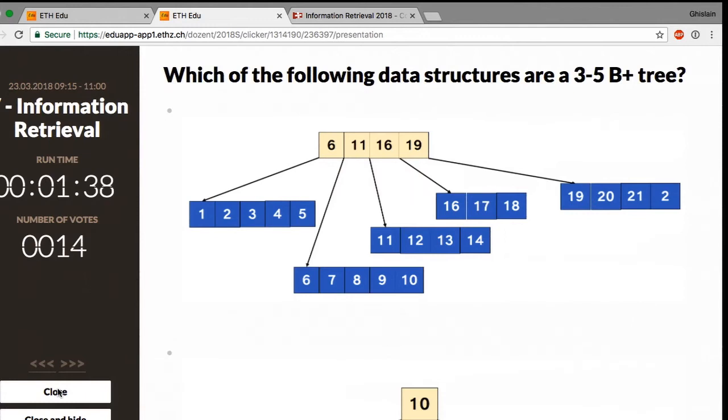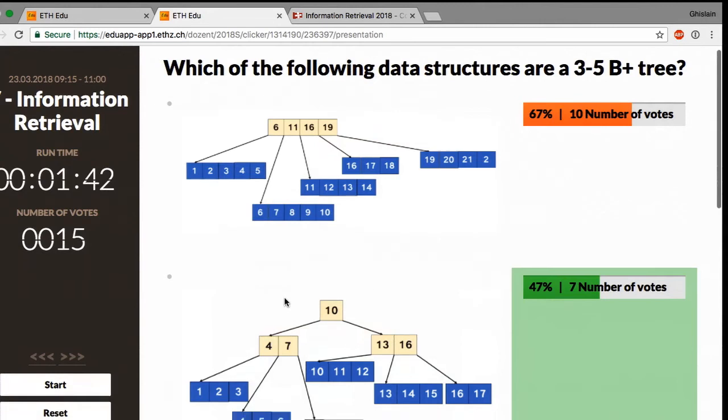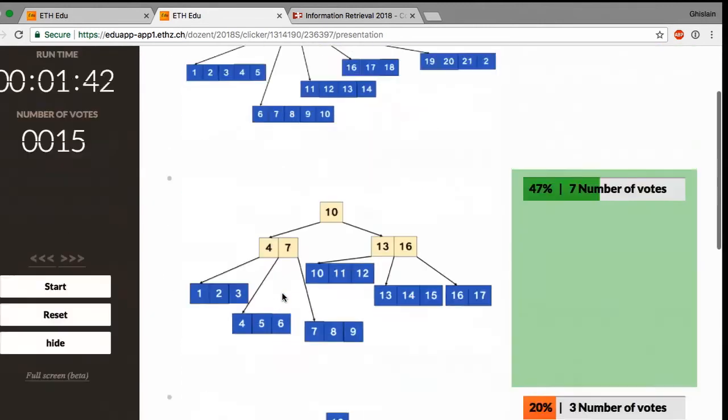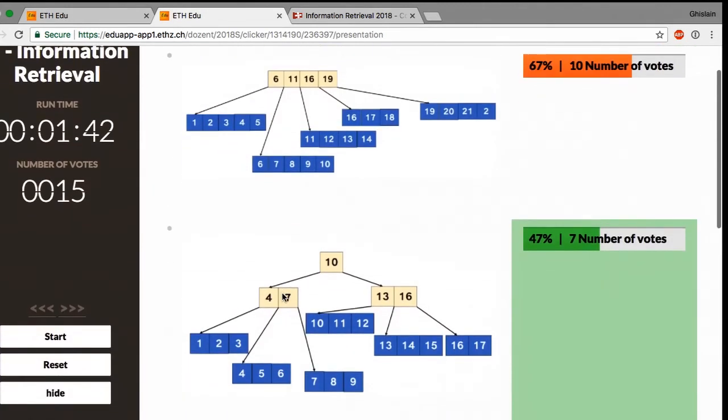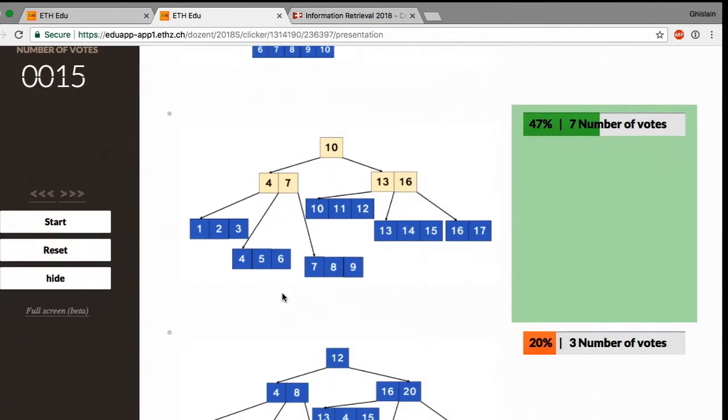Who needs more time? Please raise your hands. Okay, let me close it. So let's see. Oh, very interesting. So it was actually useful to ask.